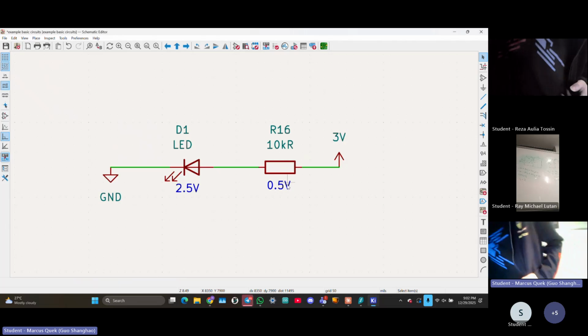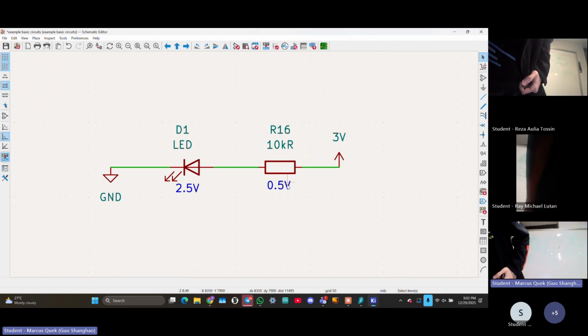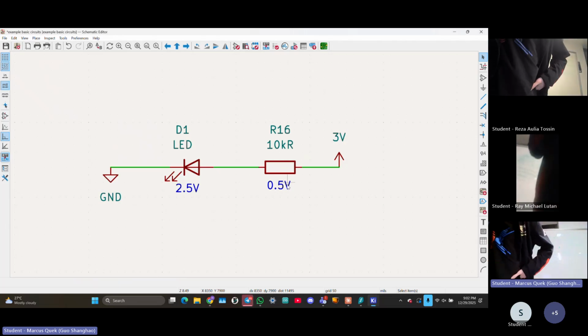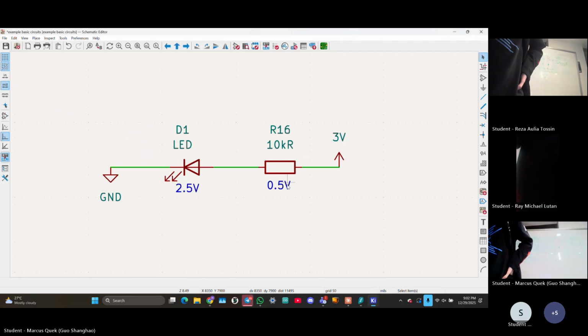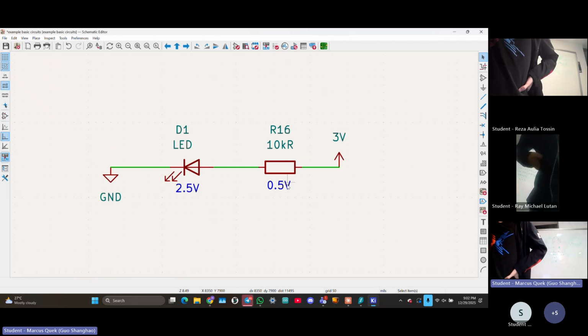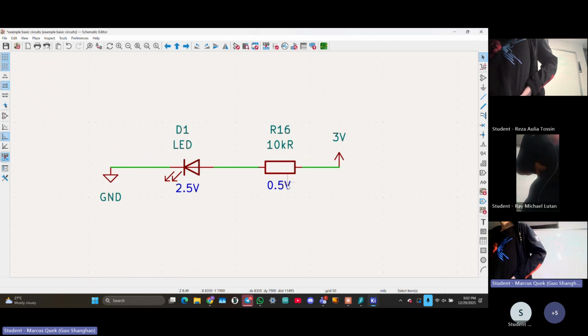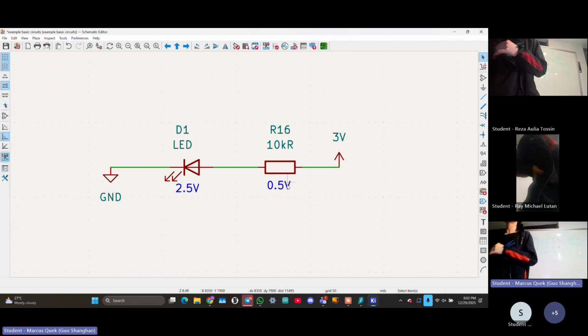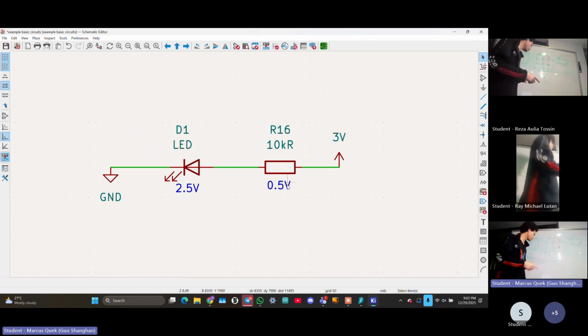So here's the forward voltage. After that, it starts conducting. See, so I apply this much voltage and then it starts to conduct. So there's a minimum voltage that it requires. Great. So this is what we're going to build.